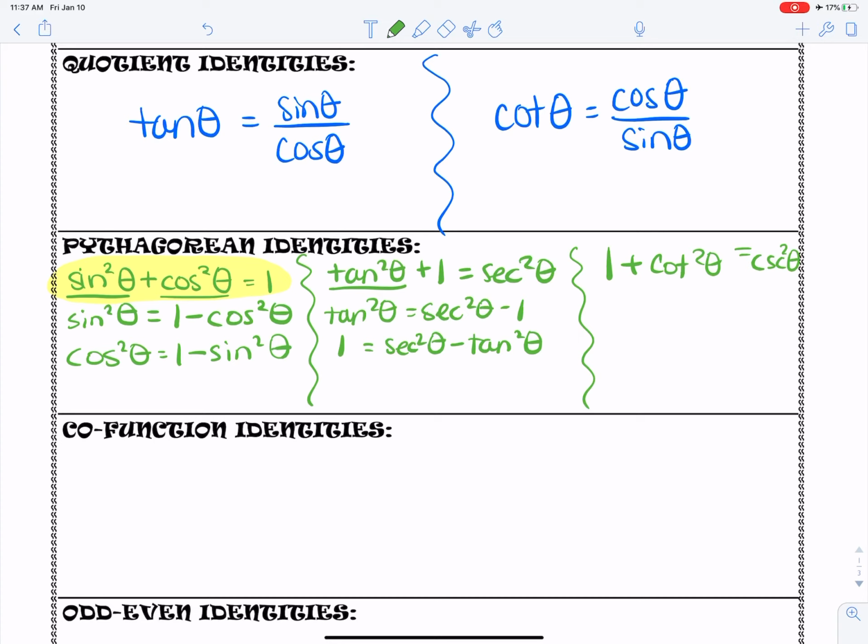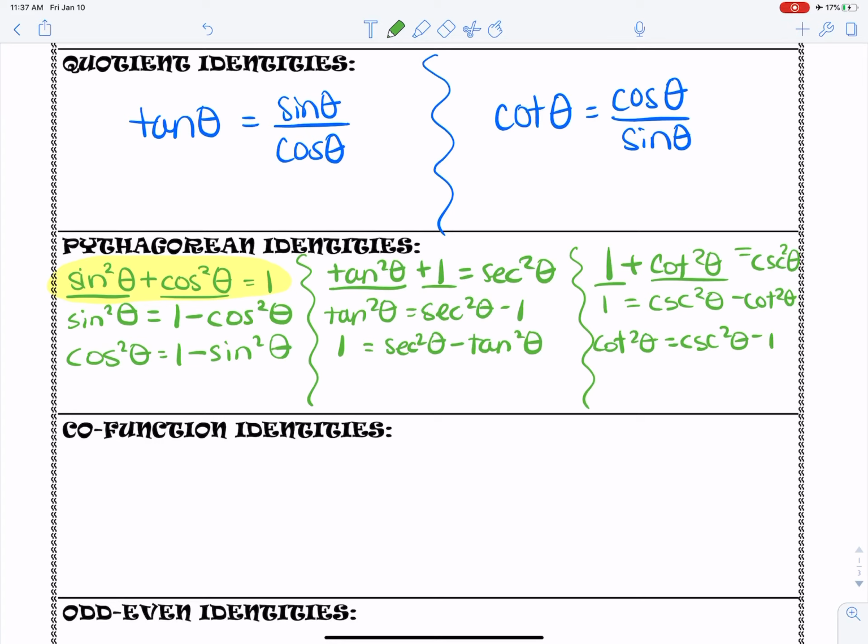And then we solve for each term like we did before. We solve for tangent squared and 1. Now let's solve for 1 and cotangent squared. 1 equals cosecant squared theta minus cotangent squared theta, and cotangent squared theta equals cosecant squared theta minus 1.